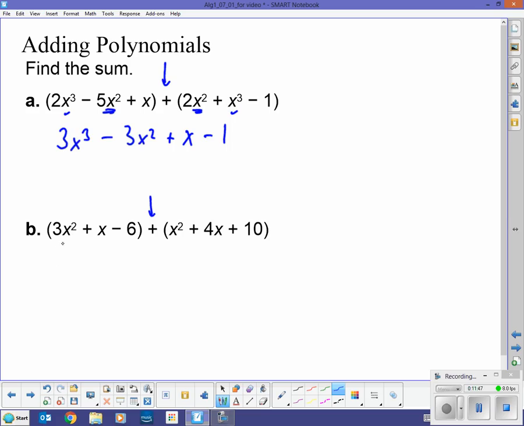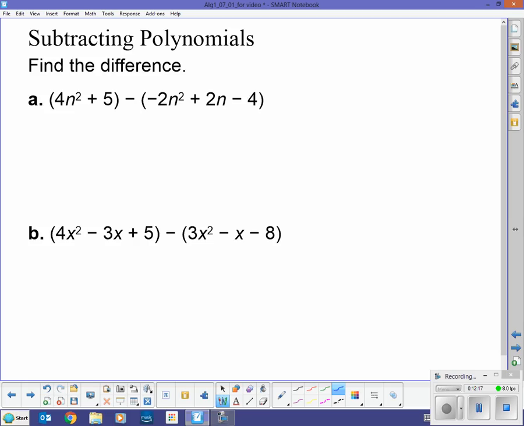The second example, I've got 3x squared plus x minus 6 plus x squared plus 4x plus 10. 3x squared and x squared would be 4x squared. Then x and 4x would be 5x. And then negative 6 plus 10 would be 4. That's pretty straightforward. But let's talk about subtracting.